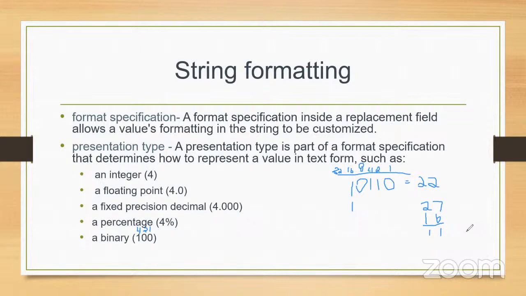Can I subtract 8 from 11? Sure, so we put a 1 there. 1 equals yes, 0 equals no. That gives me 3, right? Can I subtract 4 from 3? No, so I put a 0 there. I can subtract 2, and that gives me 1. 1 subtracts from 1. So there you go, that's 27.